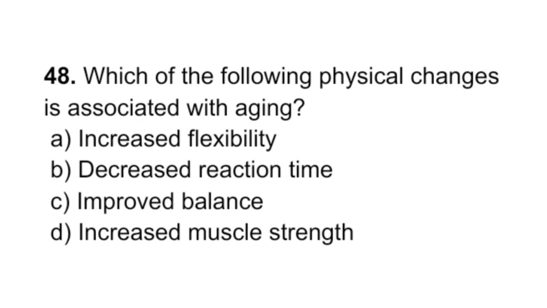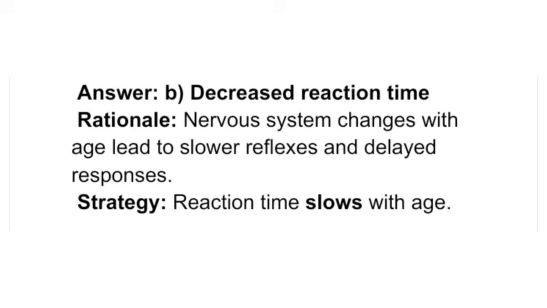48. Which of the following physical changes is associated with aging? A. Increased flexibility. B. Decreased reaction time. C. Improved balance. D. Increased muscle strength. Answer: B. Decreased reaction time. Rationale: nervous system changes with age lead to slower reflexes and delayed responses. Strategy: reaction time slows with age.